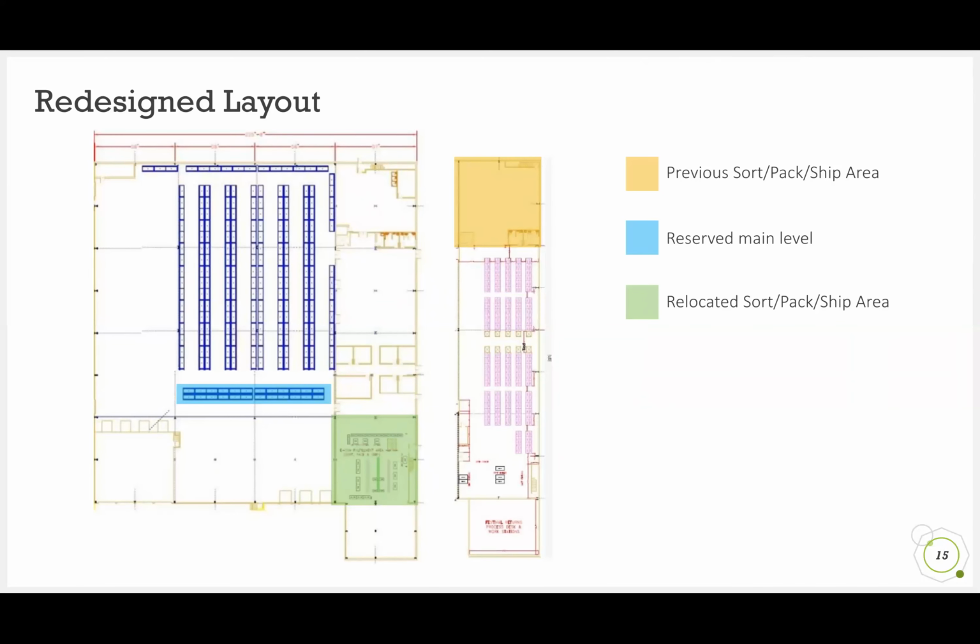In the redesigned layout, we have made few changes. We didn't buy any resources like shelves or bins. It's just that we have relocated. If you look at the blue section, reserve main level, we have relocated some of the shelves and made them a place called reserve main level that we are going to use for some purpose. I'm going to discuss that in a moment. And also, we relocated the sort, pack and ship area from the mezzanine level to the main level at a corner. You can see that from the yellow zone, we have placed it in the green zone.